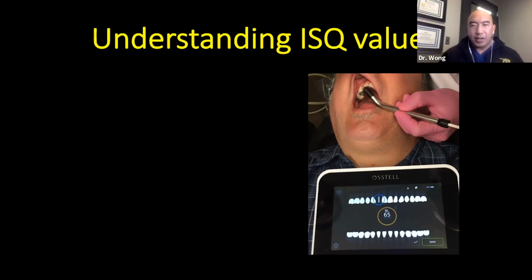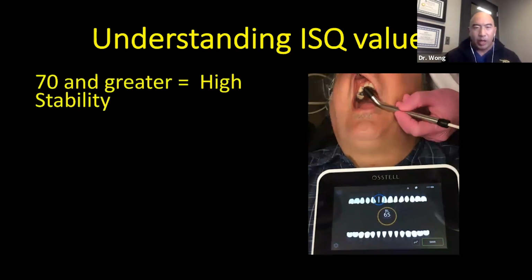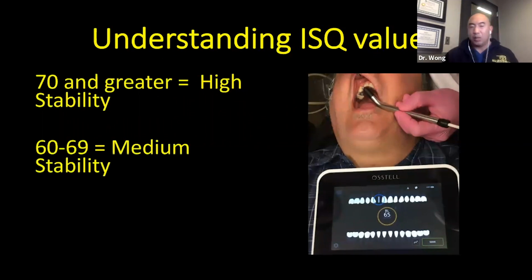The beauty of an ISQ is that, for instance, we know that 70 and greater means it's got high stability. So with this gentleman, it's at 65, which is just medium stability. So it helps me to communicate to him that, hey, you know what, we need a 70 before I feel really good about sending you back to your dentist to make the final crown. You're at 65 right now. That's good. It's not great. So it's up to you whether or not you want to move forward to get that tooth in time for your wedding.